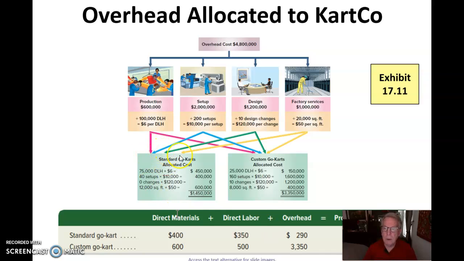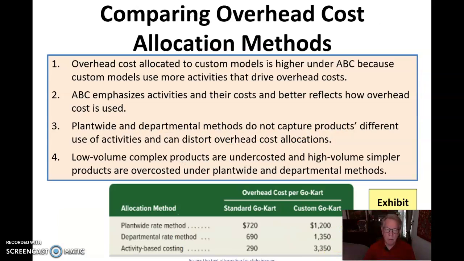So now, if I apply that through, here we go. Here's our 4.8 million, and here's our total of 4.8 million. And like we did before, our direct materials and direct labor did not change, but quite a bit of difference here in the amount of overhead that we charge to our product costs. So in total, using activity-based costing, we get $1,040 of product cost per unit for the standard go-kart, but $4,450 for the custom go-kart. Quite a little bit of difference.